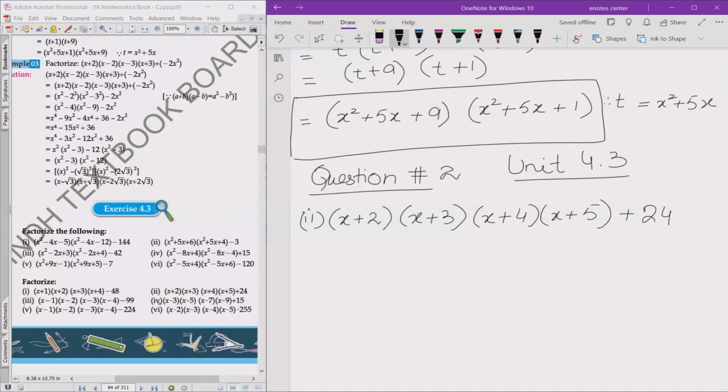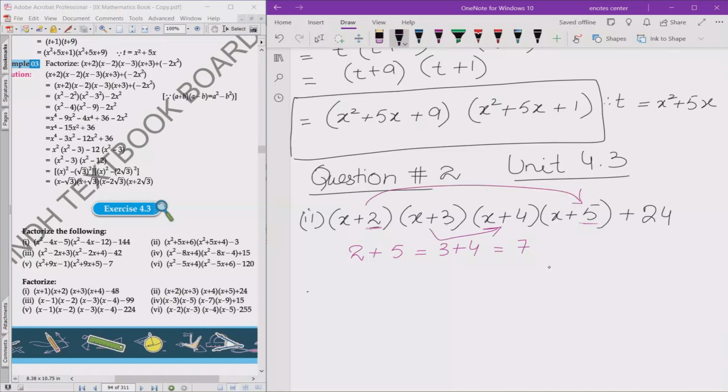So first we will check how we can solve this. Now we have here this 2 and 5. If we have 2 plus 5 and this 3 plus 4, we will get the answer 7. So it means we have to make pairs of these terms, right?